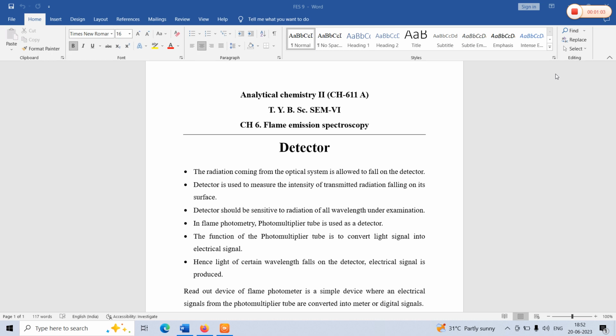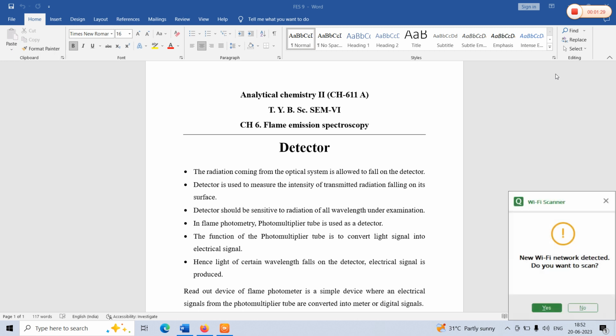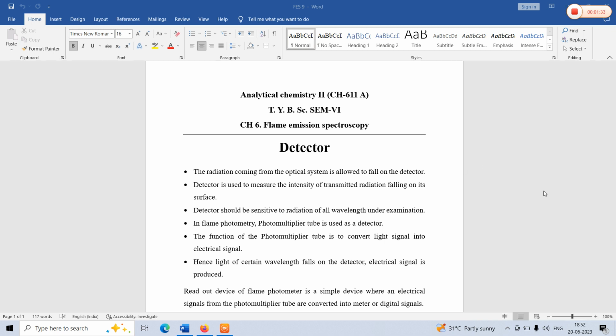Now the next part of the instrumentation involved in flame photometry is the detector. The detector is an important part of the instrumentation of this chapter, flame emission spectroscopy. Now the detector is a device which is employed to detect the signal obtained from the wavelength isolation system. So let us see, one by one, the points involved in the detector.